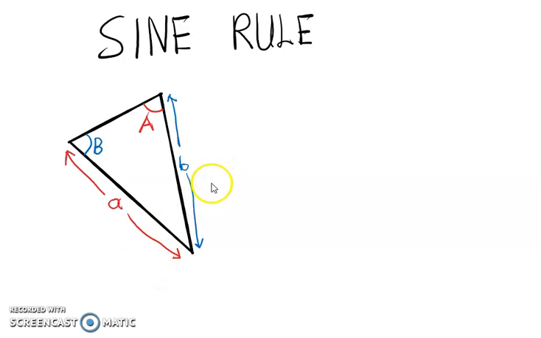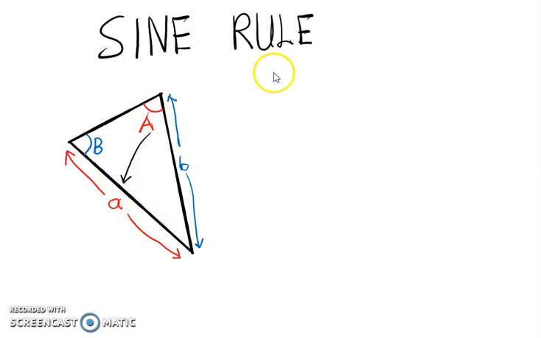Okay, now to use the sine rule, the angle will be represented by a capital letter and the length of this side will be represented by a small letter. So you have to remember that the angle and the opposite is the length of it.